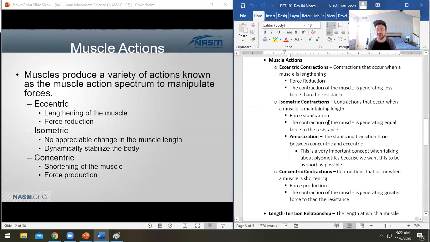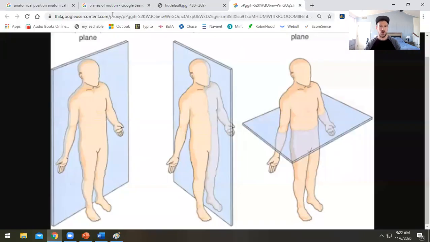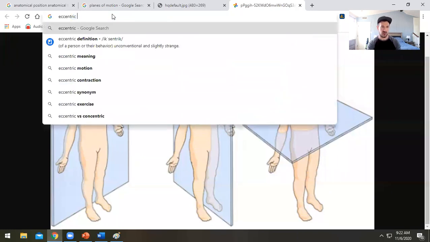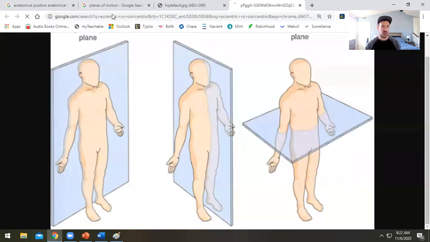So let's take a look at our muscle actions here. Now we need to look at how our muscles actually contract. Moving outside of our planes and our movements, we have to talk about how we can actually make this movement occur. So we've got eccentric versus concentric.